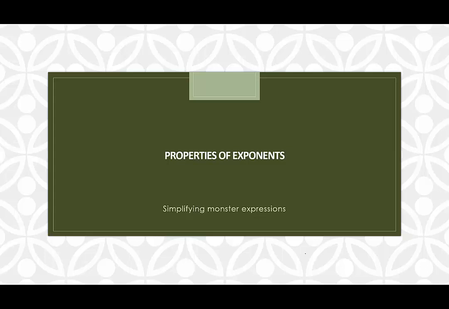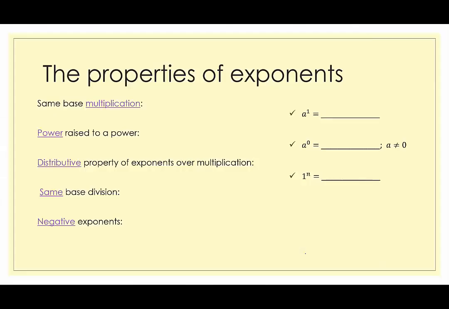In this video, we're going to take a look at simplifying expressions using the properties of exponents. First, let's review these properties. First up, we have same base multiplication. So we see we have a base a being raised to the power of x and a base a being raised to the power of y. When we have the same base being multiplied, we can simplify this by adding the exponents.